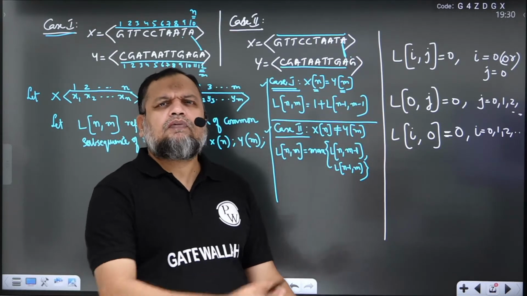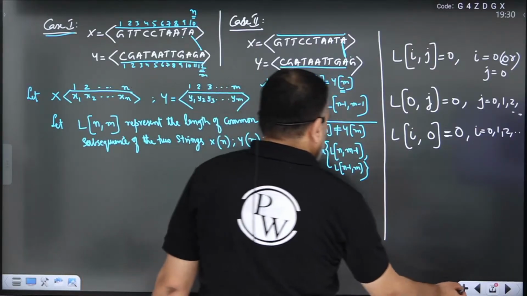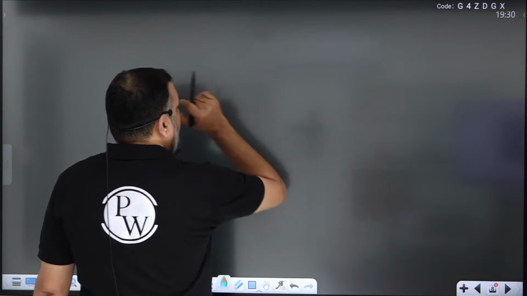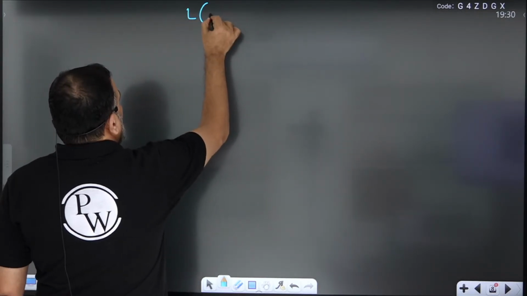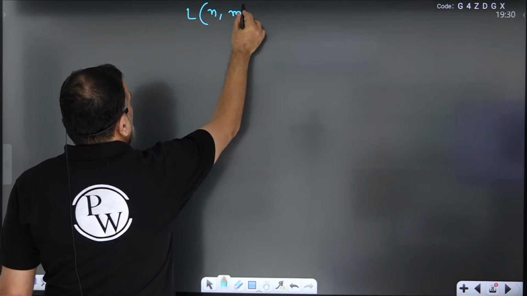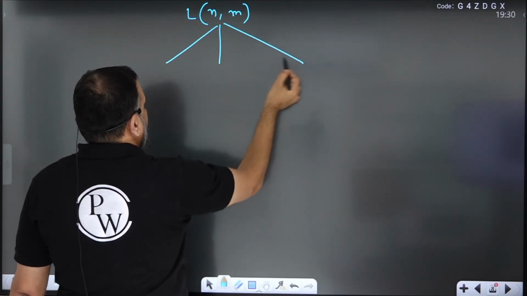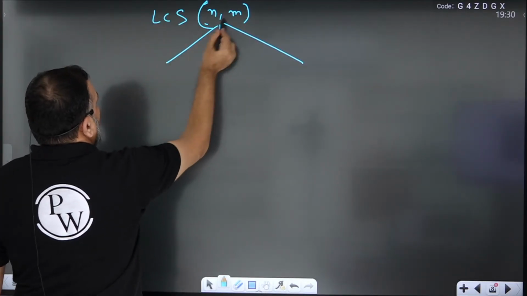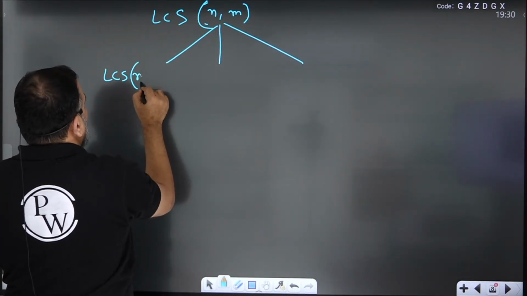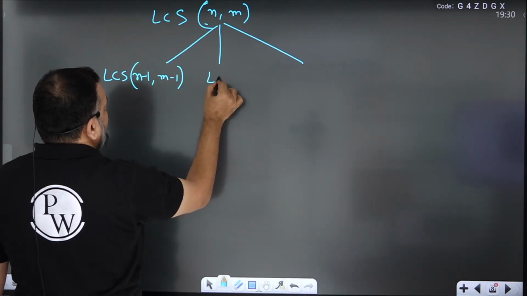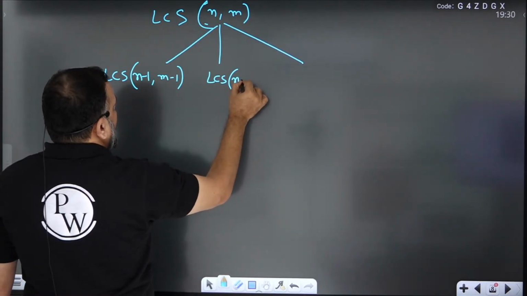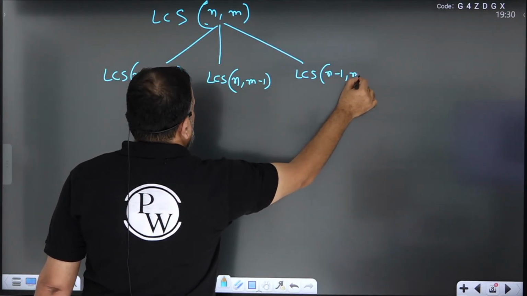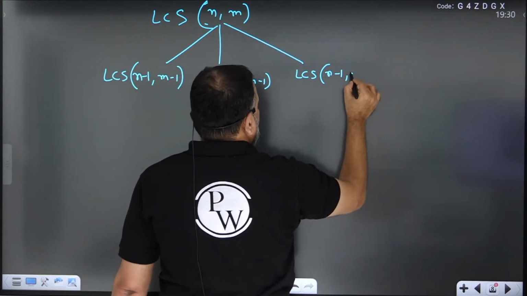Based on this equation, very quickly I will try to show how it obeys or satisfies the condition of overlapping subproblems. Please see, very simple. When I work for n comma m recursively, there are 3 subproblems which I have to solve. I'm writing LCS of n comma m. First I can solve LCS of n minus 1 comma m minus 1, or I can solve LCS of n comma m minus 1, or I can solve LCS of n minus 1 comma m. Check it.